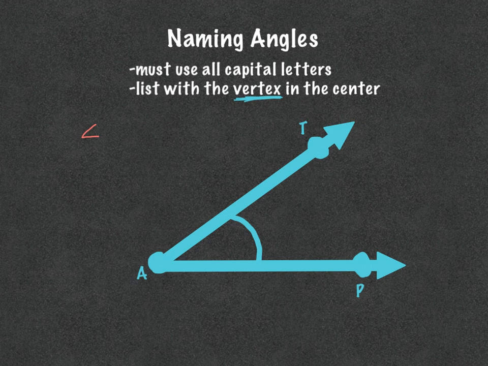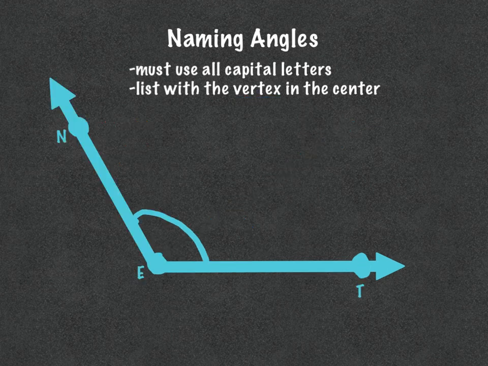Okay, I did it backwards. It could be angle TAP. We could also start at P and go PAT. Basically, the way that I remember this is that we are following the angle: T to A to P, or P to A to T. Notice that the A is in the center each time because that is our vertex.